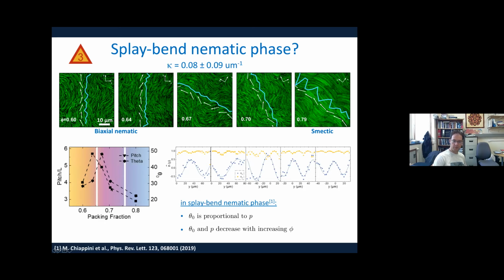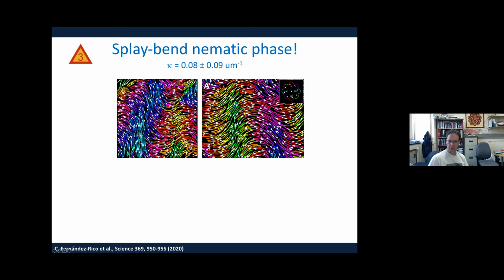So these are pictures of the splay-bend nematic phase, which was predicted over 40 years ago, but had never really been seen. Here are two pictures of them. And because we were so happy with this, of course, we now make a slide with the splay-bend in its full glory. So here you can see the local director field with all the colors, a beautiful wavy, spatially modulated director field. And we also verified that you could actually see it in 3D.